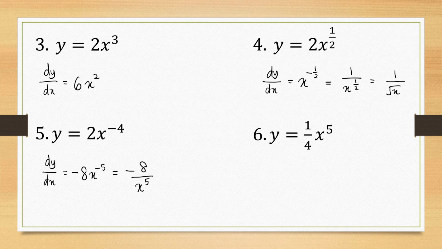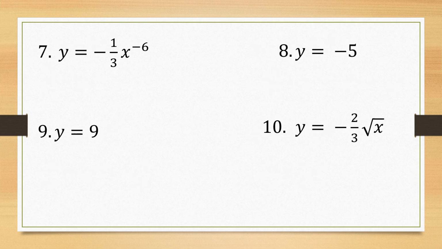So next, question number 6, differentiate. So dy over dx, power multiplied by the constant. So 5 multiplied by 1 over 4, you will get 5 over 4. X power decreased by 1, so you will get x power of 4. As simple as that.